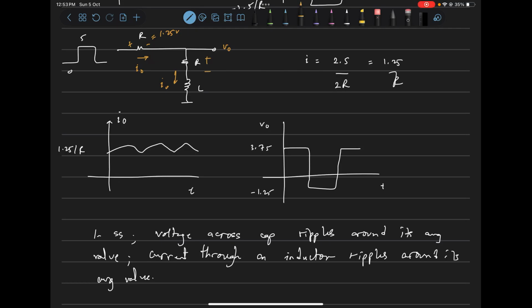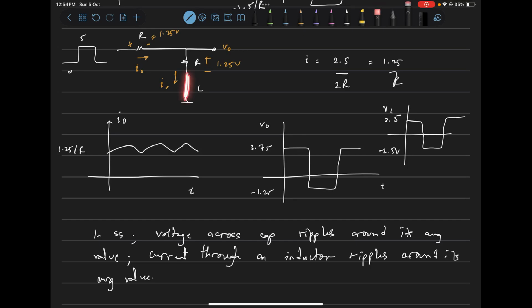This value is fixed at 1.25 volts, since the current is fixed at 1.25 by R. So when you pull VO down by 1.25 volts, you'll get something like 2.5 to minus 2.5. So the voltage across the inductor, if you plot, will toggle between 2.5 and minus 2.5. And the average value will be 0 as expected, since inductor will be a short.